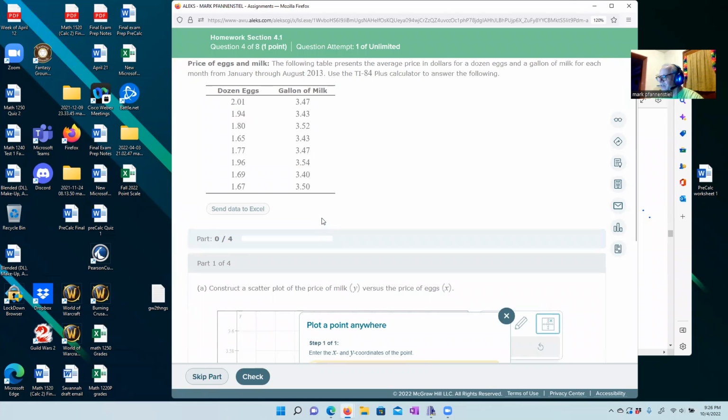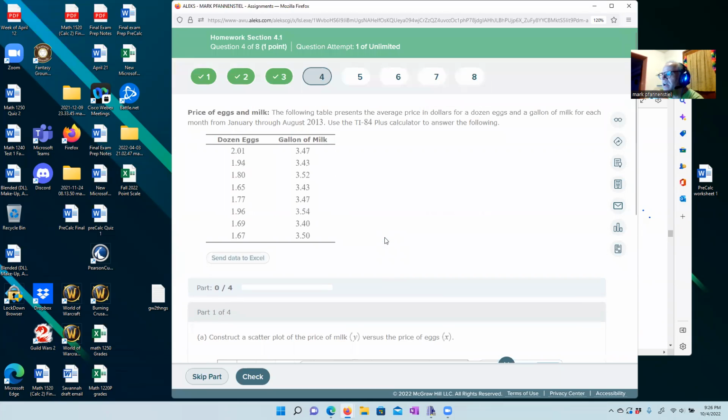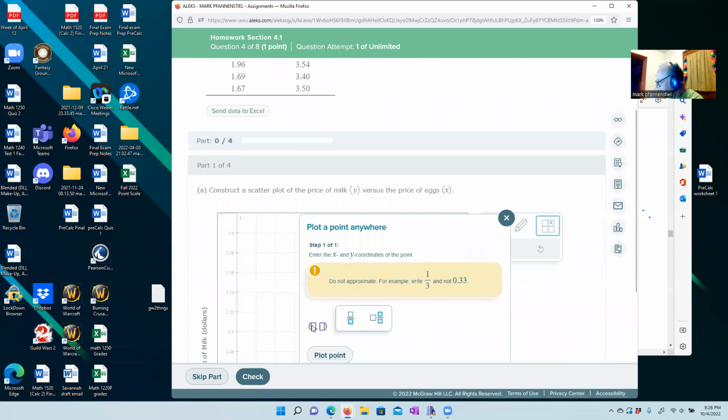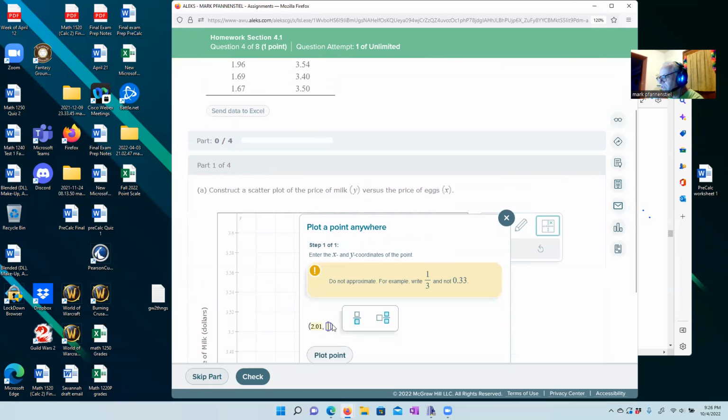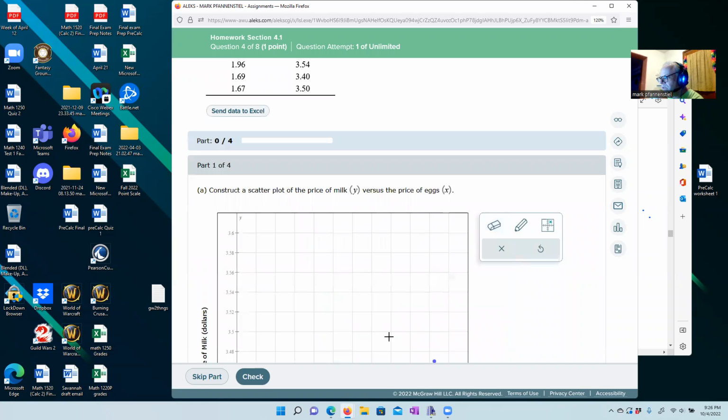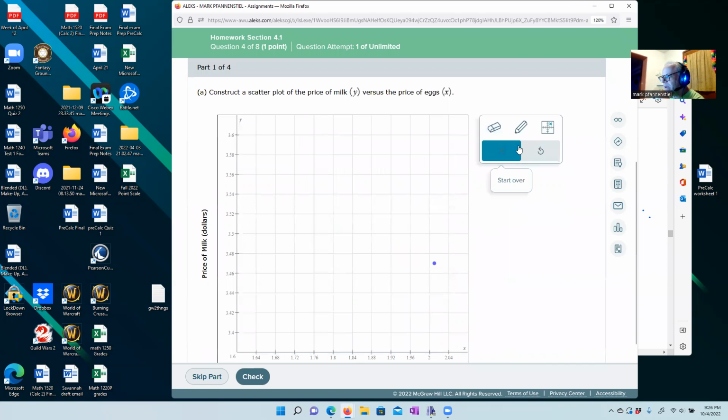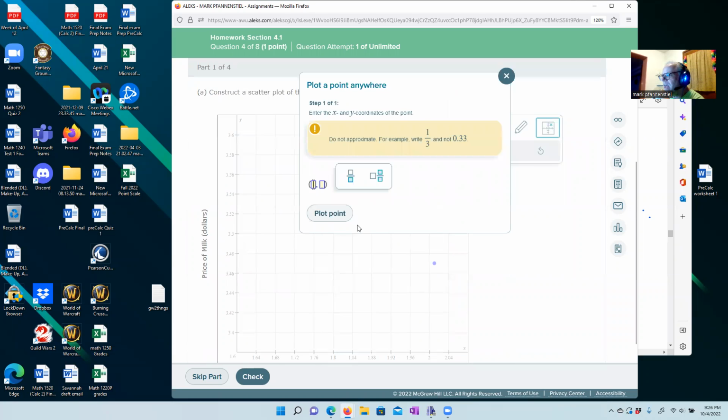So what are we going to do here? We're just going to type these into the computer and say plot. I have 2.01, and then you can use tab or the button, 3.47, and it will say plot point. Notice here they plotted us a point. We're going to continue along this.